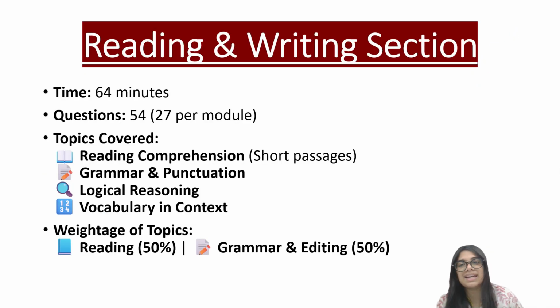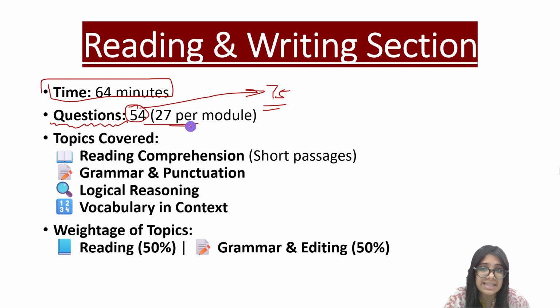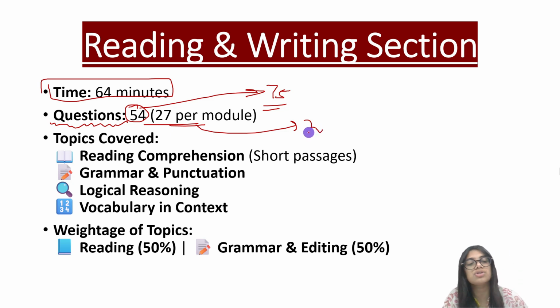Let's get started with the English section, the reading and writing section, which is of 64 minutes. So you'll have 64 minutes for the English SAT. The questions you're going to be asked in 64 minutes are 54, which is 75 seconds per question. Out of these, 27 are in one module and 27 in another module. Out of these 27 per module, 2 questions are pre-test questions on which you are not given or awarded marks, right everyone?